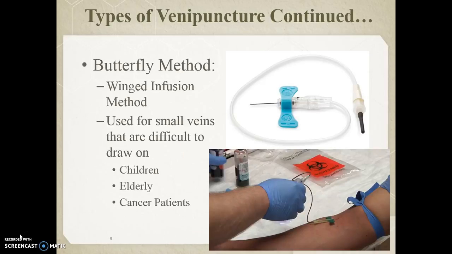Next, we have your butterfly method, which is also called a winged infusion method. It is where you have a needle that is attached to tubing, and at the end of the tubing is a syringe or a tube holder for evacuated tube systems. This is used for smaller veins that are difficult to draw on, or children, because then it allows you to have more freedom of movement.